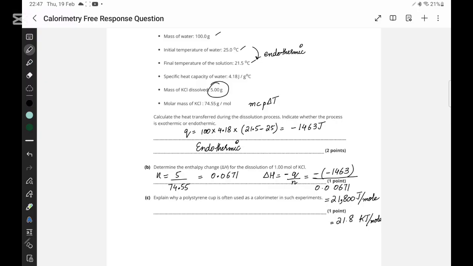Explain why a polystyrene cup is often used as a calorimeter. Because it minimizes the heat exchange with the surroundings.